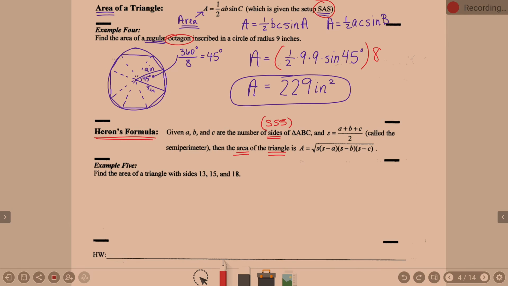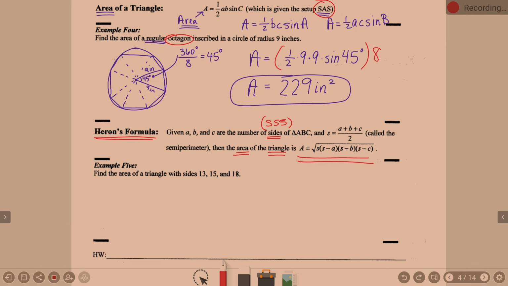Now, A, B, and C obviously represent the sides, right? And then the other thing you're going to see in this formula is S. And S is what is called the semi-perimeter, aka half of the perimeter. And so they give us a formula for S here, that S is A plus B plus C divided by 2.